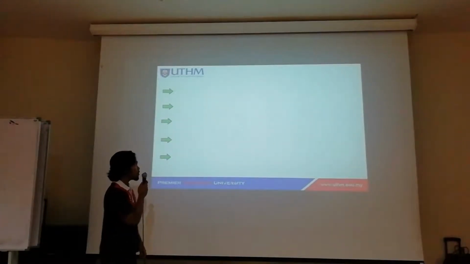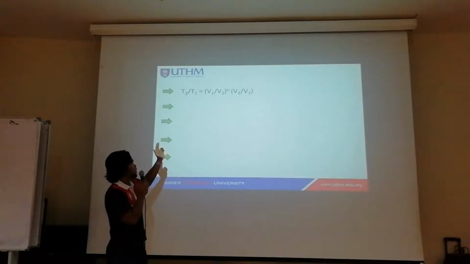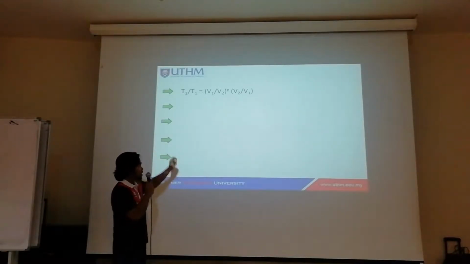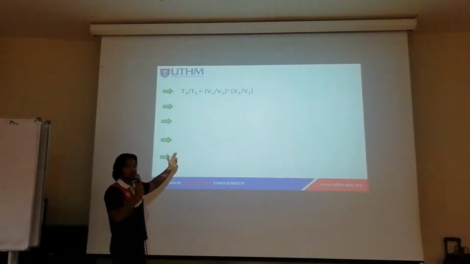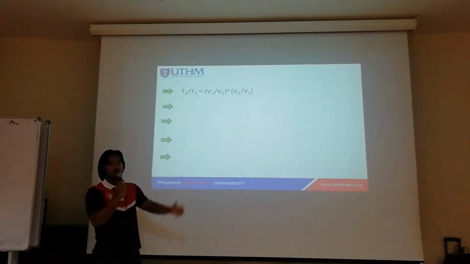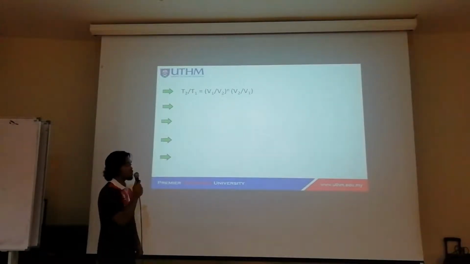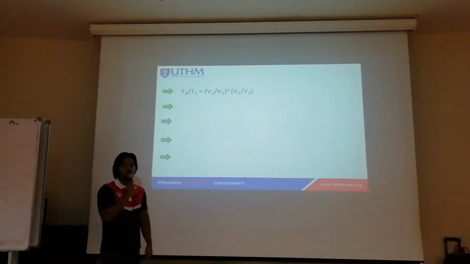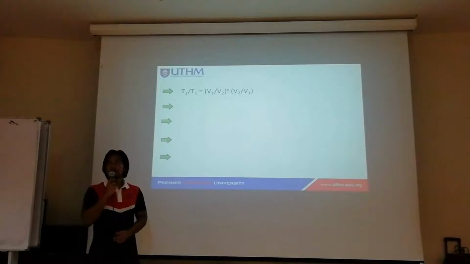We continue the equation from before, and we substitute it into the ideal gas equation, and we have that equation, which tells us the ratio of the temperature equals the ratio of the volume, which is T2 over T1 equal to V1 over V2 to the power of n multiplied with V2 over V1.